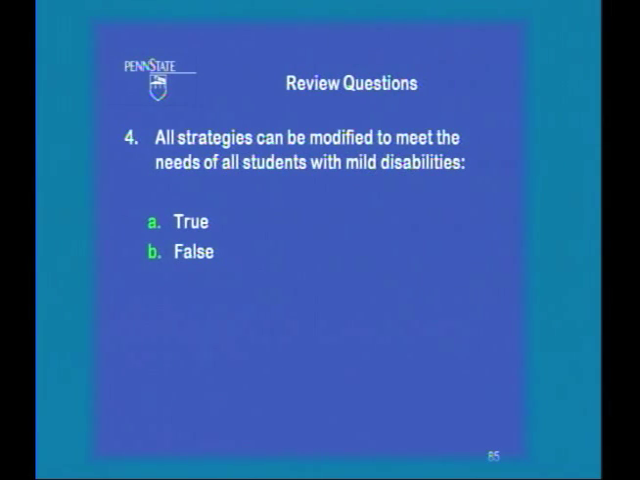All strategies can be modified to meet the needs of all students with mild disabilities. True or false? The answer is false. Sometimes a strategy may be reduced to one part, but that's not the complete strategy. Sometimes a strategy is not appropriate at all for some students.